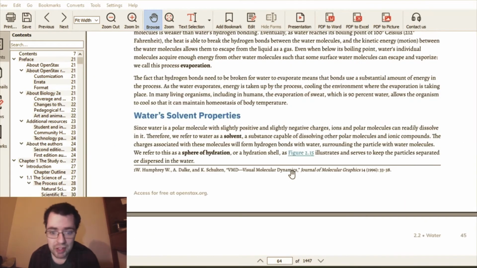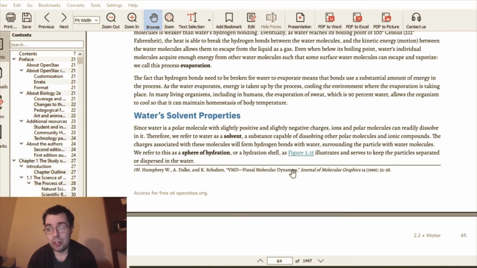Water's solvent properties. Since water is a polar molecule with slightly positive and slightly negative charges, ions and polar molecules can readily dissolve in it. Therefore, we refer to water as a solvent, a substance that is capable of dissolving other polar molecules and ionic compounds.